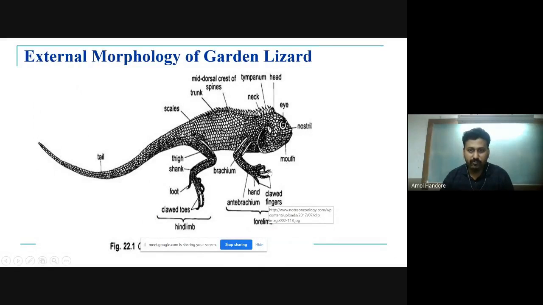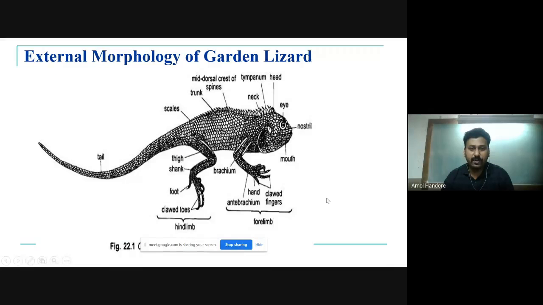So at the tips of the fingers, or the digits as we call them, they have very well developed claws. I hope you have understood the position of the forelimb. What are the parts? The brachium is this region, then the antebrachium. Then you have a palm on which you have 5 digits. You have the carpals and metacarpals, and each finger or digit ends in a claw. So this is all about forelimbs.